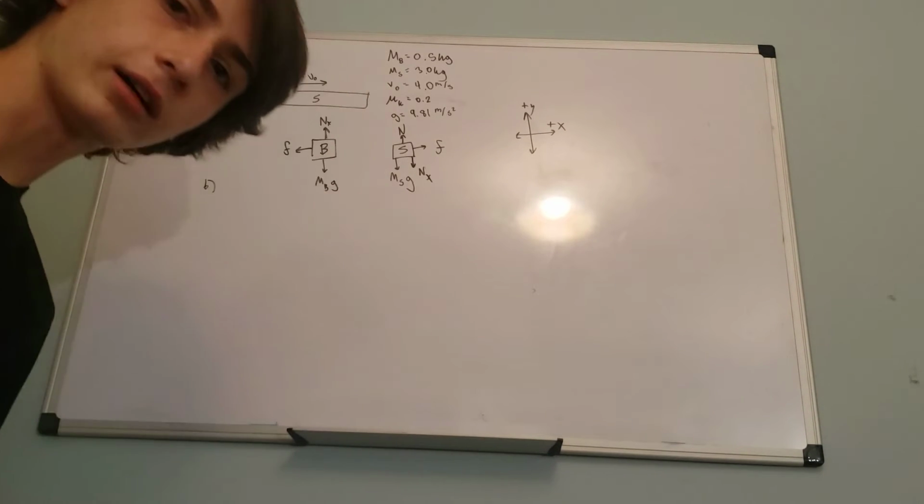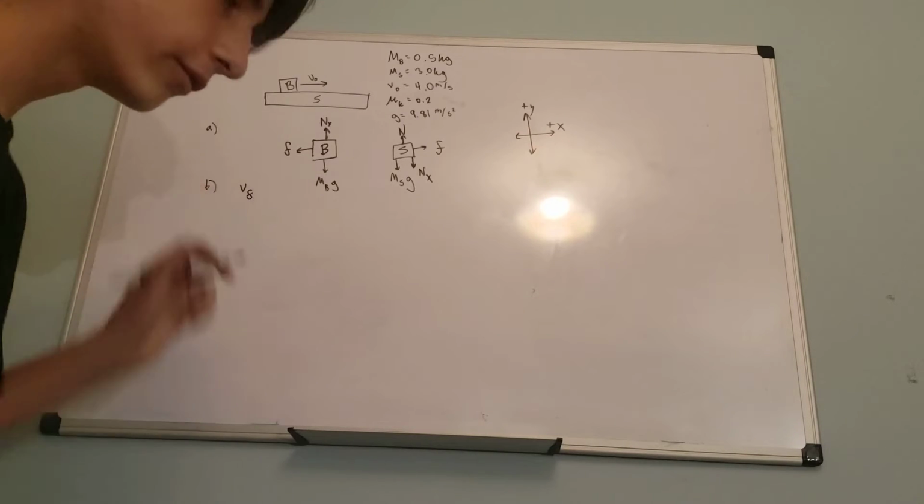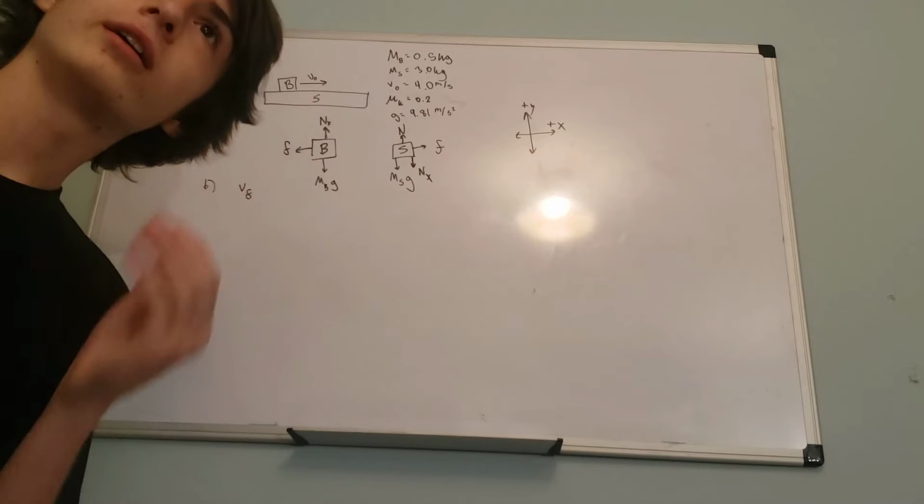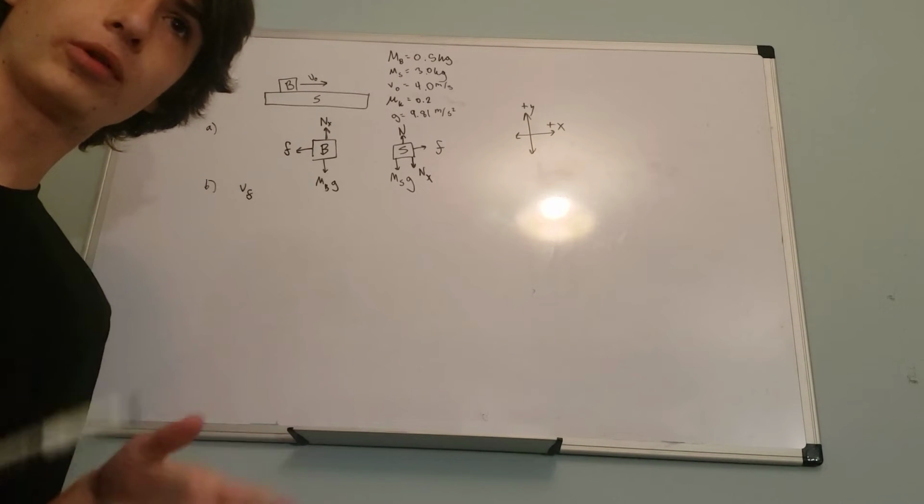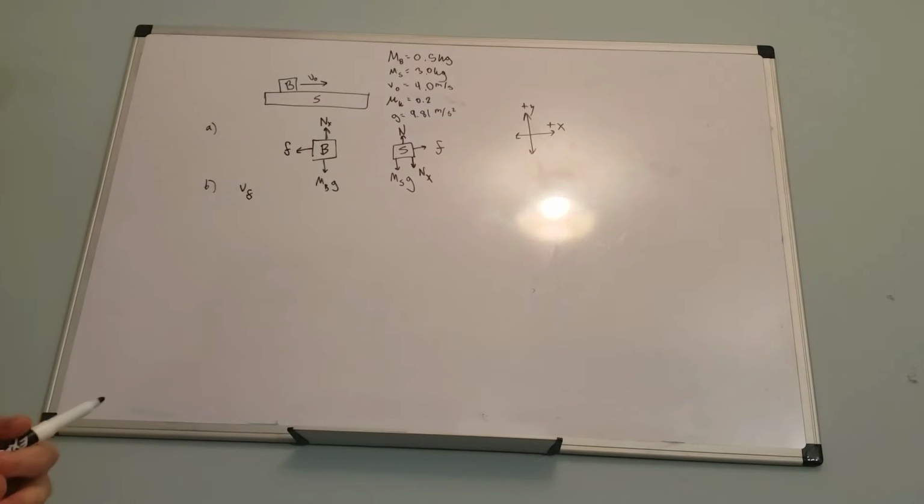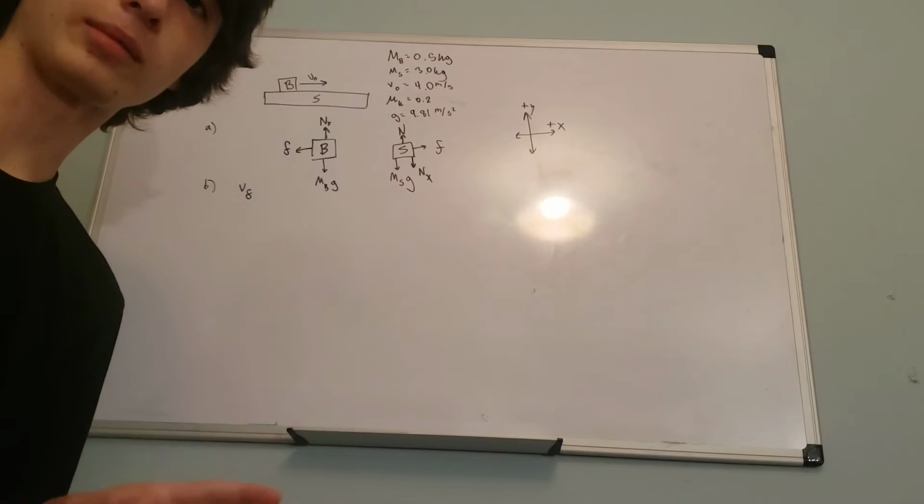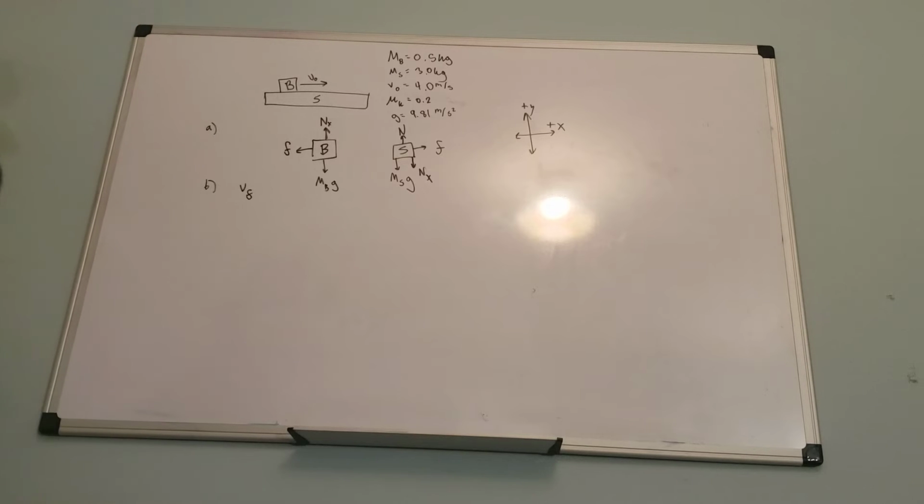So the next question defines VF as some velocity where at a given point the block and the slab both reach that velocity. And they're also telling us that it's before the block falls off the slab. So you don't have to worry about anything with the y.